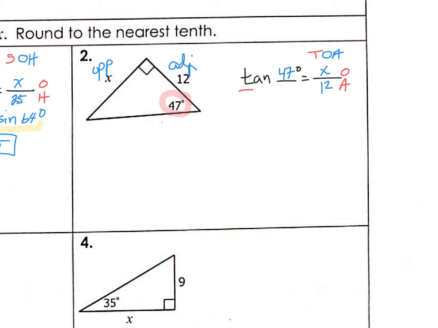So then I'm going to create a fraction over here, and then I am going to cross multiply. So 1 times x is x, and then 12 times tangent of 47 degrees is 12 tangent 47 degrees. So this is what goes into your calculator, that part. So you do that, and then round to the nearest tenth. So you should get approximately 12.9.